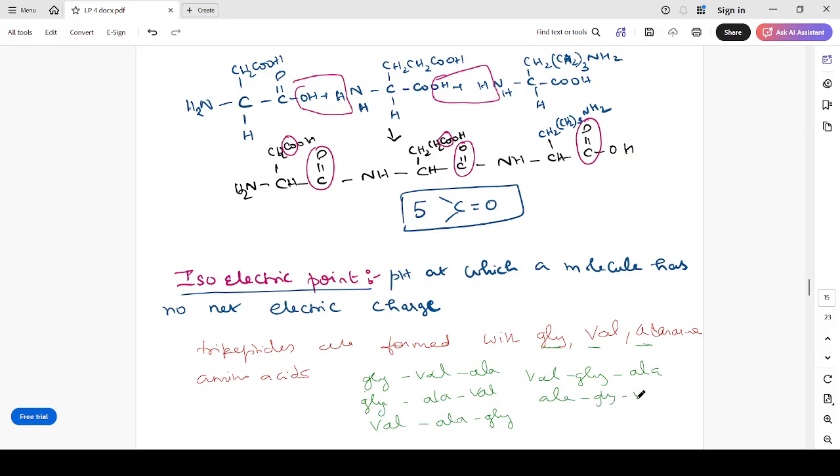Ala, gly, val, ala, val, gly. So you can understand there are 6 tripeptide formations. Why do we call them tripeptides? Two peptide bonds are formed. So 2 plus 1 is 3. So we call them tripeptides. So use 3 factorial here.